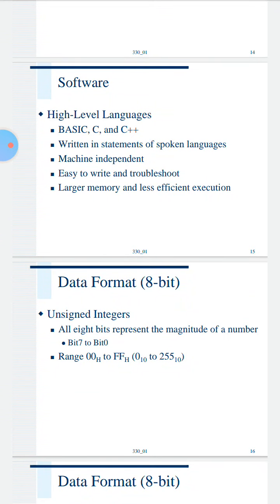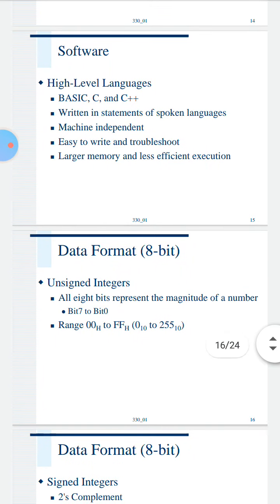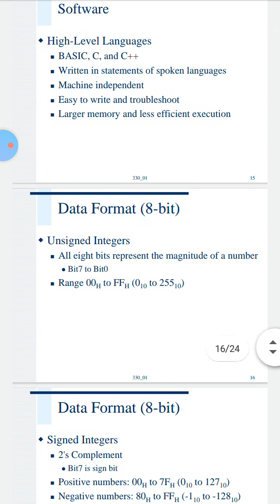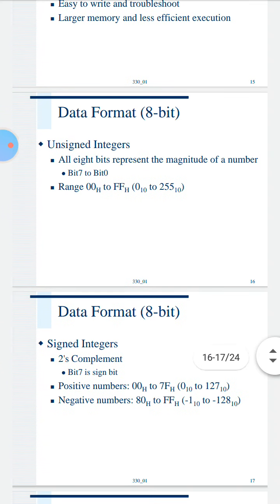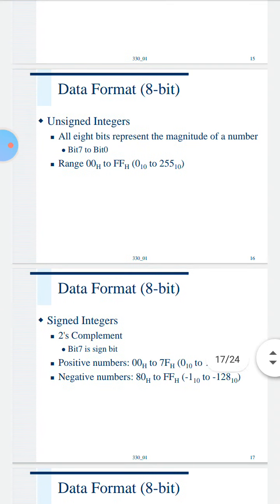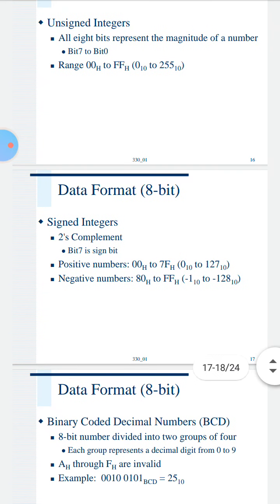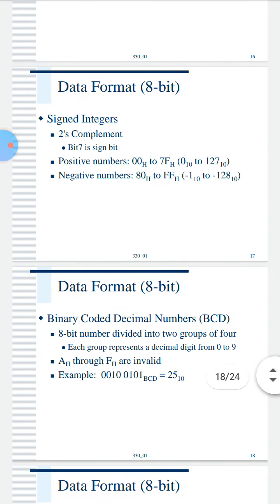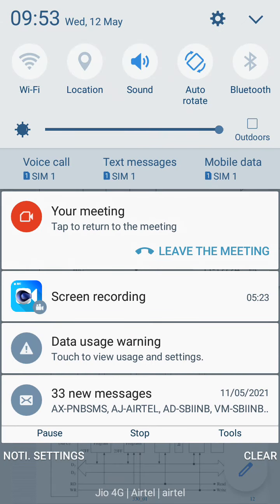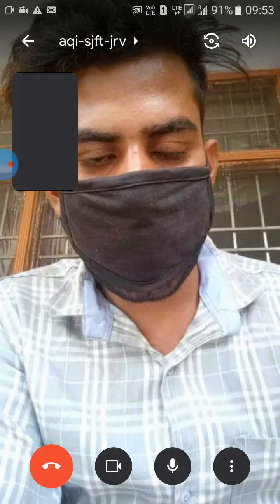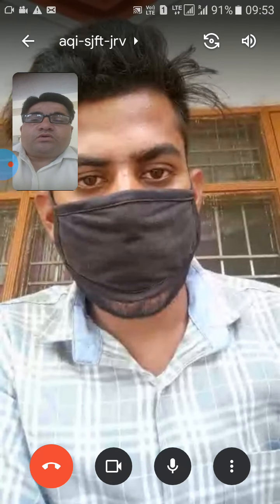Now, data formats. Data formats include unsigned integers, where all 8 bits represent the magnitude of the number, bit 7 to bit 0, with a range of 00H to FFH. We also have signed integers, 2's complement, 7-bit display, and binary coded data, BCD. All these enhance our knowledge of these instructions.